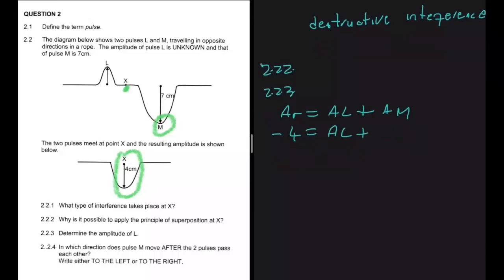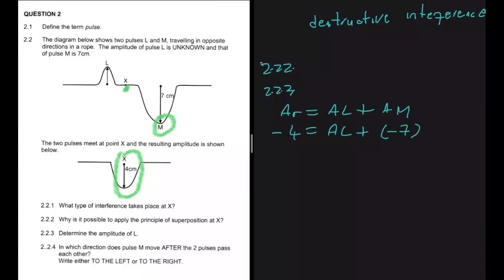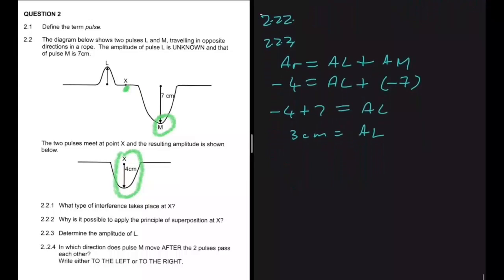The amplitude of M is also below the position of equilibrium, so we substitute it with a negative sign: minus 7. If we take minus 7 to the left hand side, we have minus 4 plus 7 equals the amplitude of L. So 3 centimeters equals the amplitude of L. And just like that, we've determined the amplitude of L.